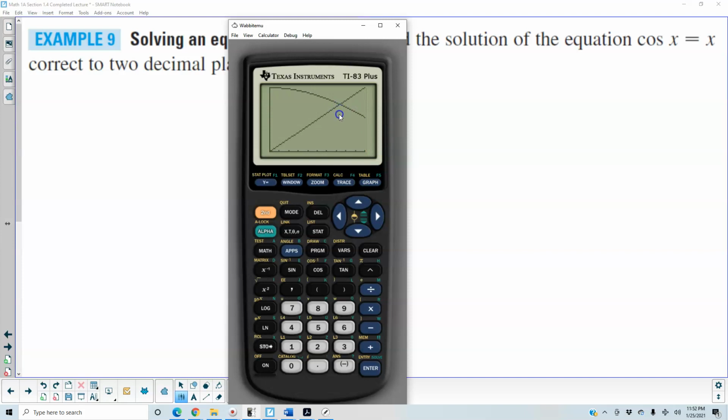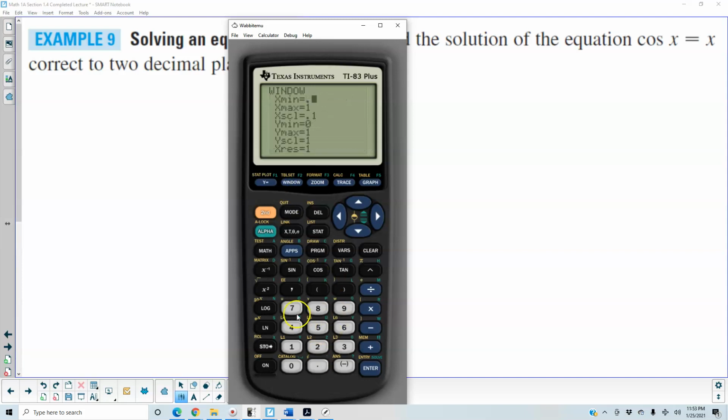So again, there is our intersection. And this is 0.1, 0.2, 0.3, 0.4, 0.5, 0.6, 0.7, and 0.8. We already saw where the point was located, but it's in between 0.7 and 0.8. So maybe we need to change our window to be between 0.7 and 0.8 for both the y and the x.